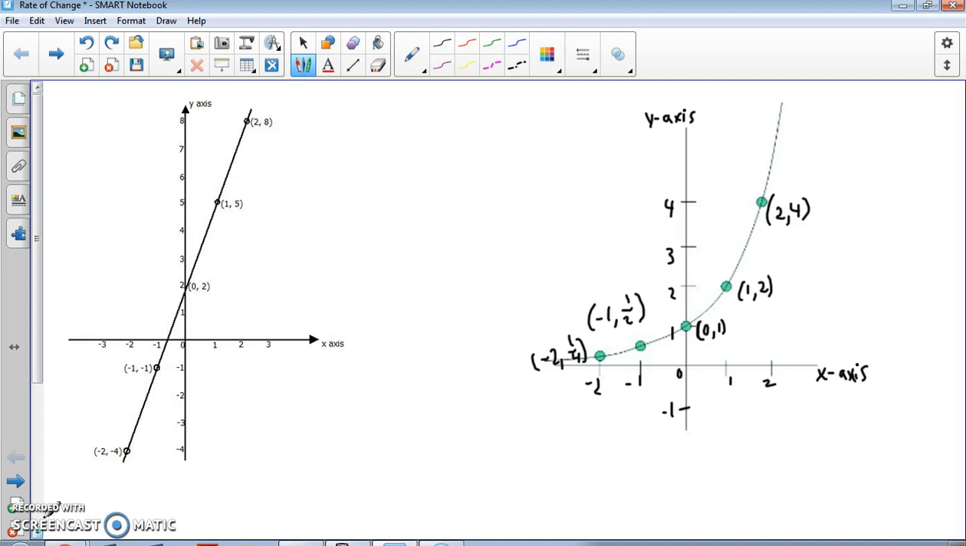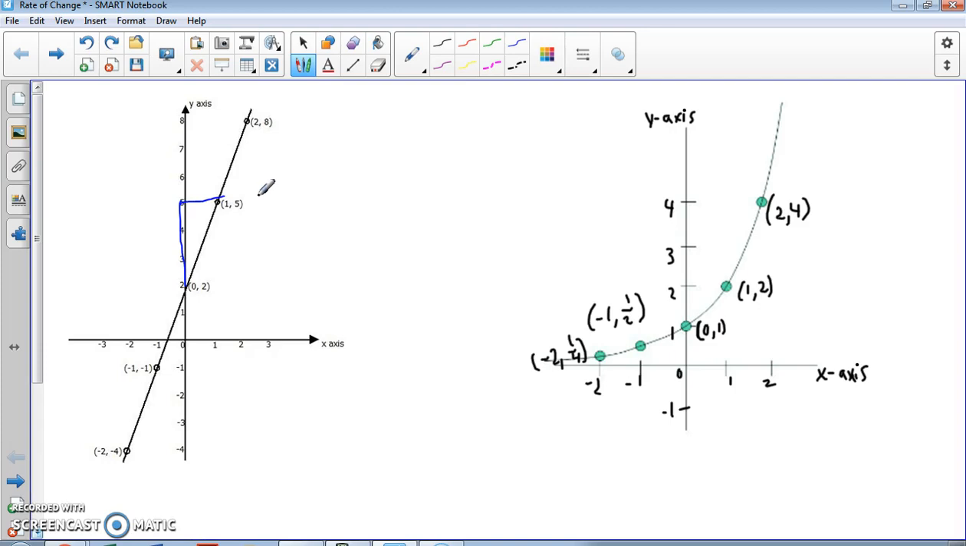In the prep, you explored looking at the rate of change for linear functions and the average rate of change for exponential functions. The rate of change for a linear function is the slope. If we calculate the slope between these two points, we're looking at the rise, how far do we go up, over the run, how far do we go over. So we can actually calculate our slope.